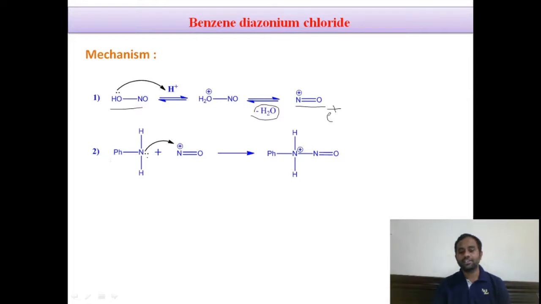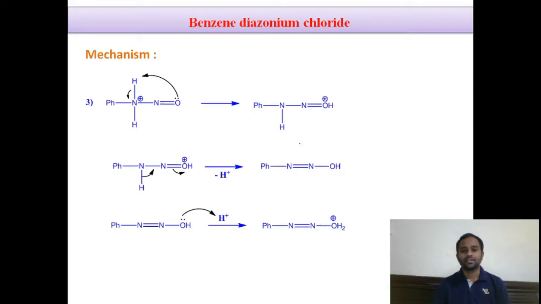And in the second step, the attack of the nitrosonium electrophile on the aniline takes place, right? This lone pair of electrons will attack the electrophile to give this N-nitrosonium anilinium intermediate, which will further be involved in a series of reactions in the third step to give this final intermediate. You can see here.